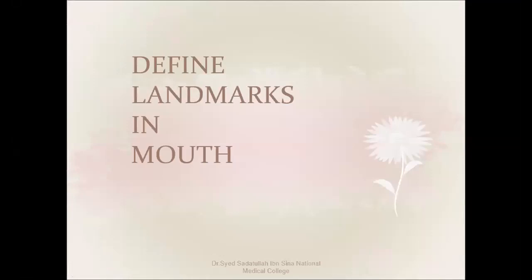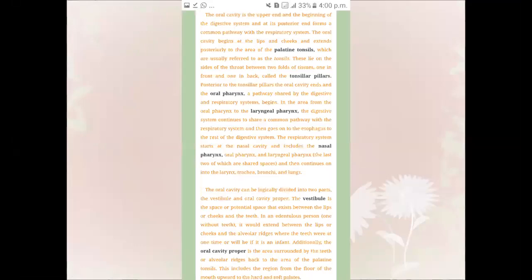Now, defining the landmarks in the mouth. The oral cavity is the upper end and the beginning of the digestive system, and its posterior end forms a common pathway with the respiratory system. The oral cavity begins at the lip and cheek and extends posteriorly to the area of the palatine tonsils, which are usually referred to as the tonsils. These lie on the sides of the throat between two folds of tissue, one in front and one in the back, called the tonsillar pillars.